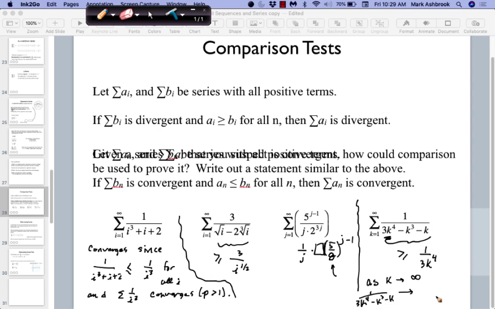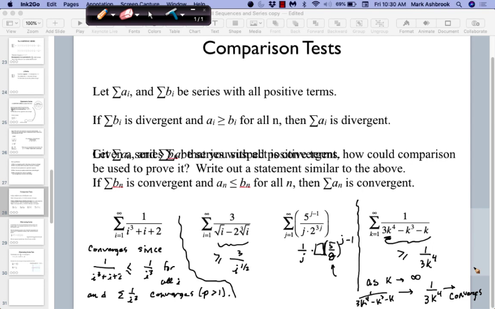What does that approach? It really becomes like 1 over 3k to the fourth, because for big values of k, k cubed and k disappear compared to k to the fourth. So when k gets really, really big, these become kind of inconsequential, and all that really matters is 1 over 3k to the fourth, which converges. In the long run, this sequence is becoming like the p sequence 1 over 3k to the fourth. And because in the long run it becomes that sequence, we can still conclude that it converges.